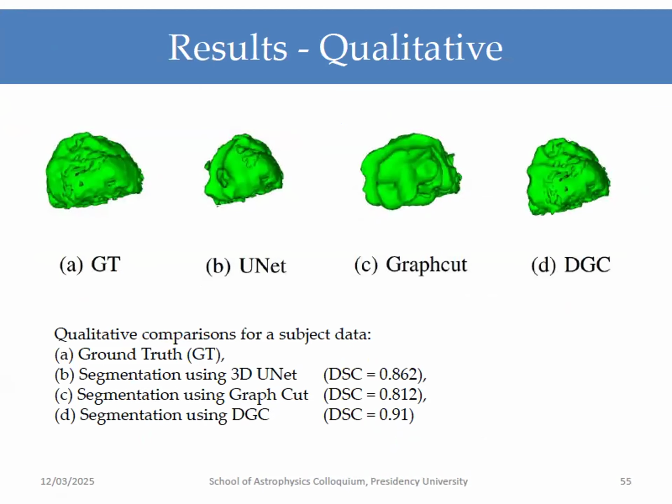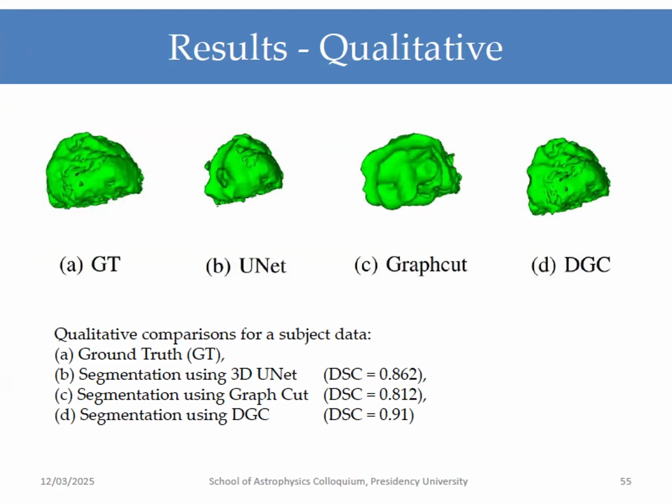And then if you do that, these are some results. So let's say this is the ground truth. And then you can see the UNet, and the graph cut, applied in isolation. And then here you have the deep graph cut. So you can see it's qualitatively, or visually, matching very much with the ground truth, which is also corroborated well by the quantitative values.